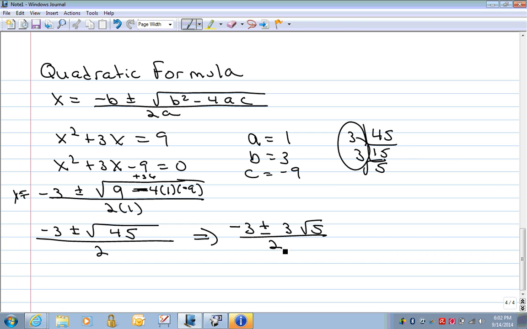And you could leave it like that, or we can give both of our x-intercepts, or our roots, or our solutions by saying negative 3 plus 3 square roots of 5 over 2, and negative 3 minus 3 square roots of 5 over 2.